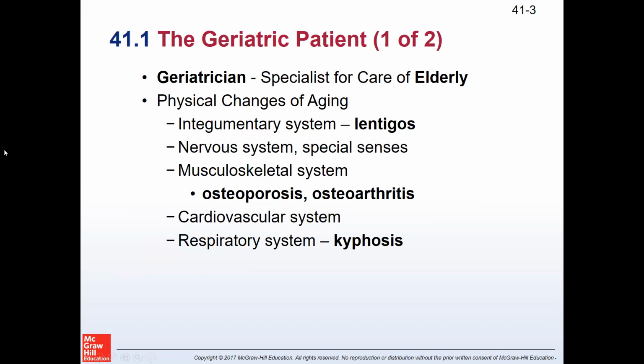Their respiratory system, they may have asthma, they may have COPD. They may lose that elasticity of the lungs. So they may even get that curvature. It's called kyphosis. They may get that curvature so their lungs don't expand properly. So they do have increased shortness of breath.